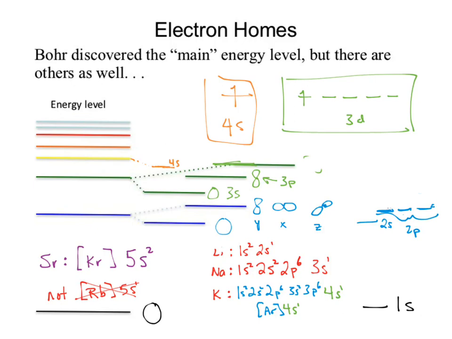So F is our new block. How many orientations for our F block? We have to be careful. These first two don't count. They're actually embedded up here. How many orientations for the F orbitals? 14 electrons, 7 orientations.